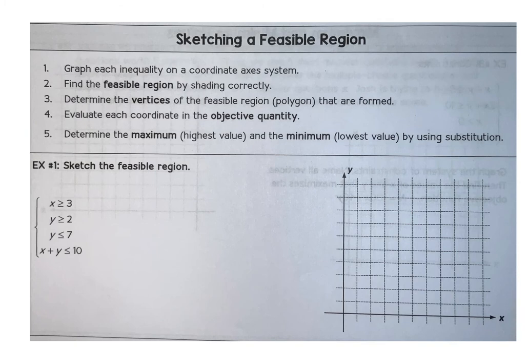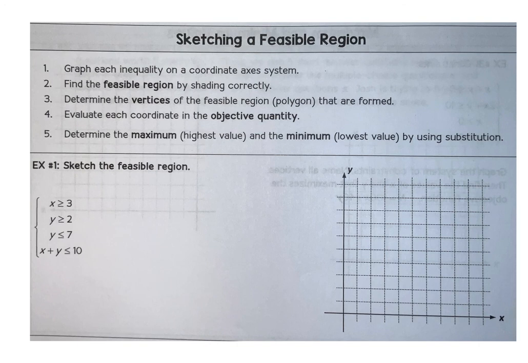Sketching a feasible region. Graph each inequality on the coordinate axis system. Find the feasible region by shading. Determine the vertices of the feasible region. Evaluate each coordinate in the objective quantity. Determine the maximum, the highest value, and the minimum, the lowest value, by substituting those in. So these are your steps to solving your linear programming problems. Sketch the feasible region. So we're just going to graph these.